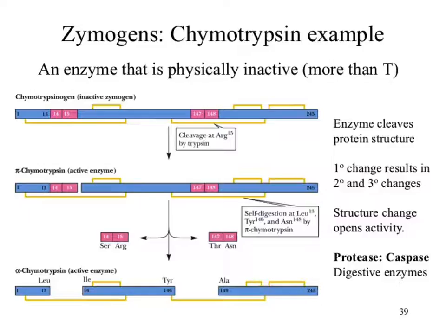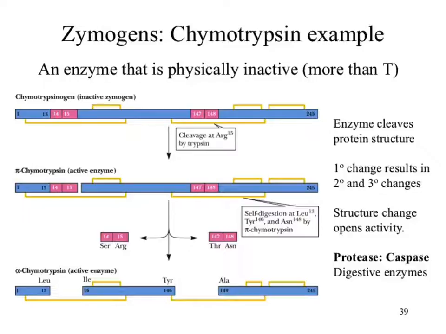That free floating piece comes back around, sees that 17 to 148, and says, hey, I can cut you. So it cuts that, and it cuts the 14 to 15. What then happens? We now have three pieces. Again, what are the yellow connections? They're side chain interactions causing those pieces to now be linked to each other. What do we now have? We now have our active enzyme.